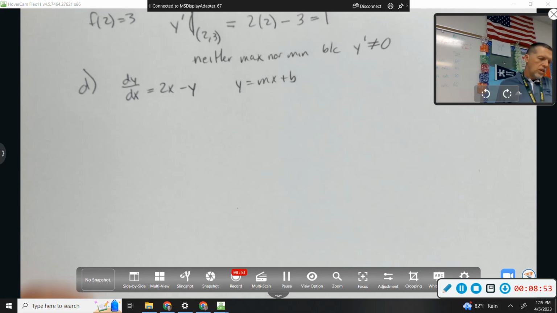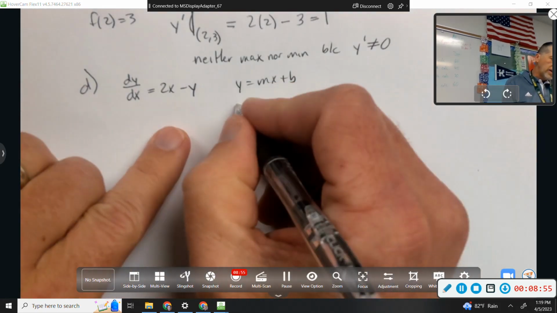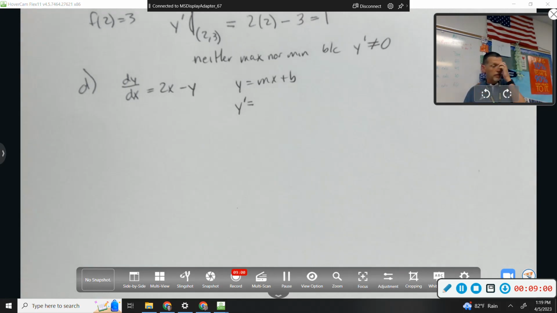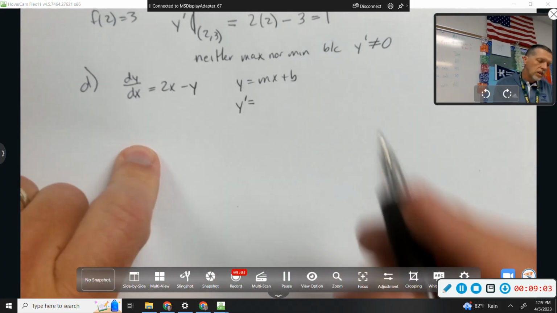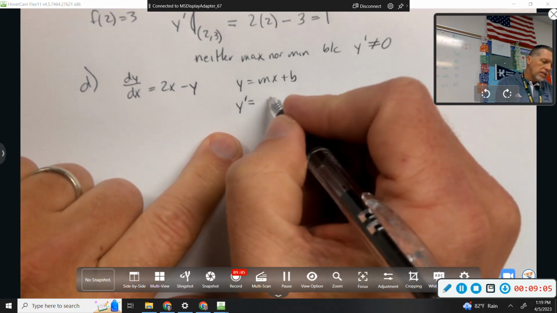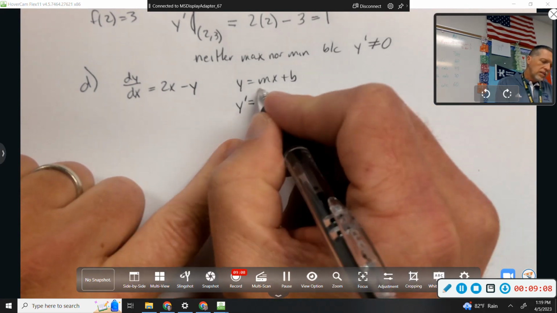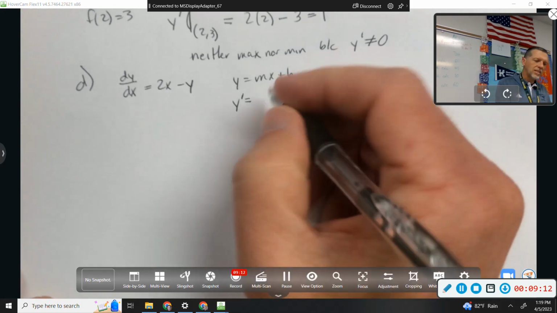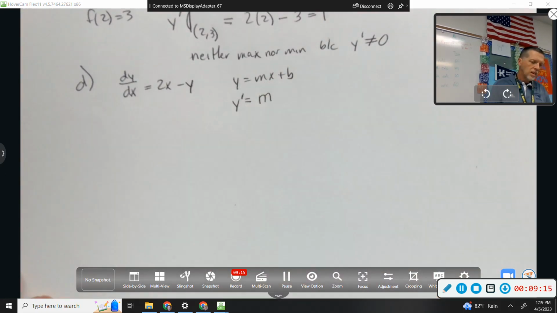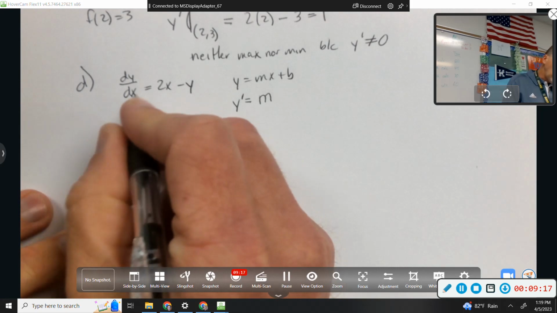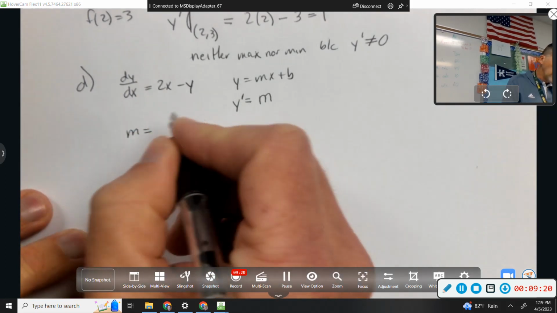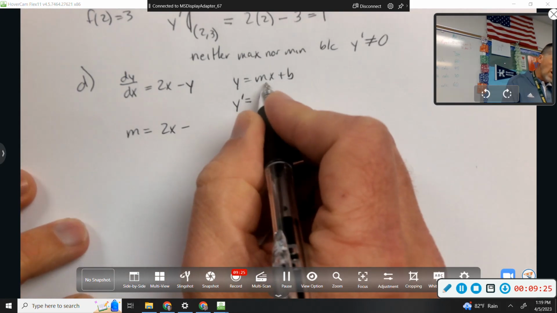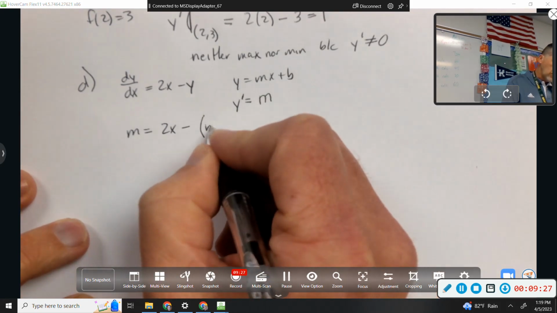Do we have to take the derivative? Let's see, dy/dx, y prime. I can't take the antiderivative because I can't separate those variables. So y prime is, what's the derivative of mx plus b? Not x, m. So that means, see if this will work, m equals 2x minus y, which is mx plus b.